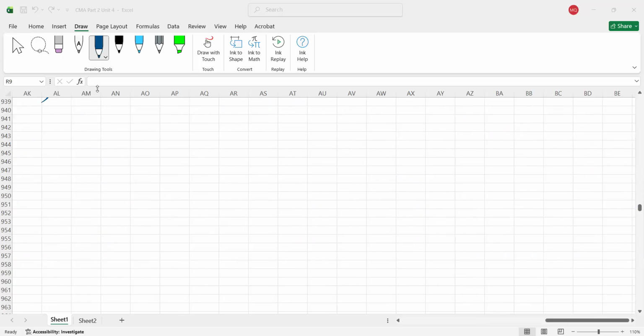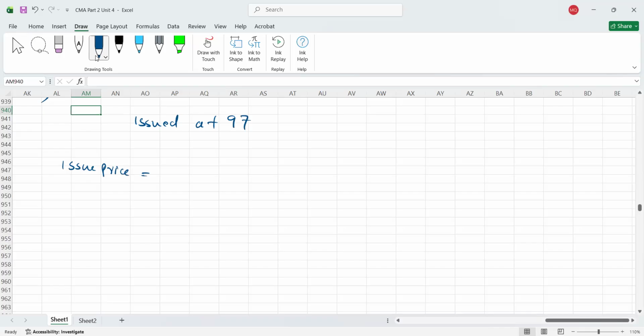For example, he can tell you bonds are issued at 97. So what does it mean? 97 means what? It's not $97. This is another way to find out the issue price if data is given like that. So if bonds are issued at 97, how will you calculate the issue price? You take the face value of one bond times 97%. For example, if the face value of the bond is $1,000 times 97%, this is going to be the issue price, $970.